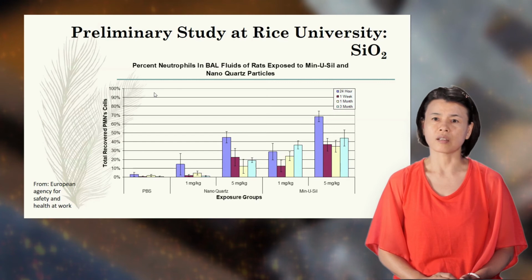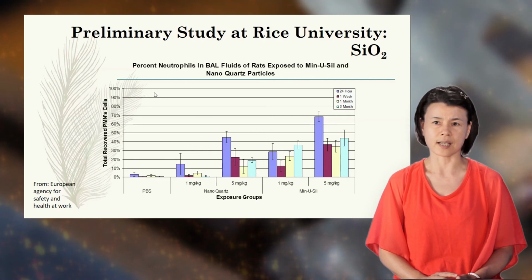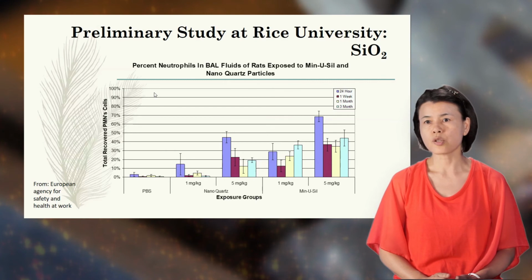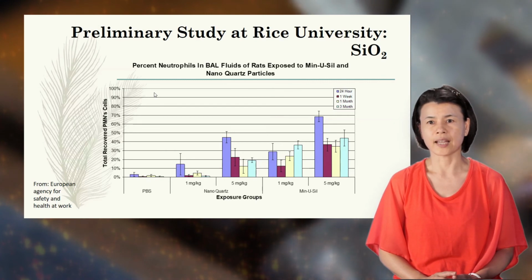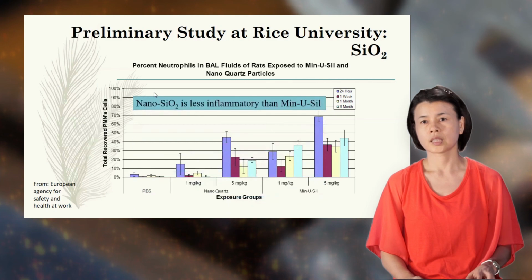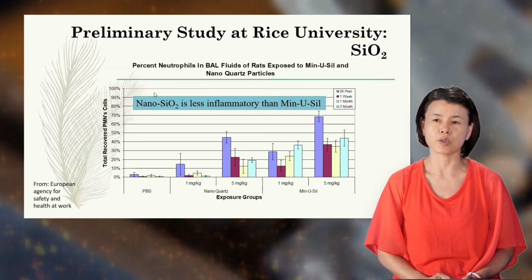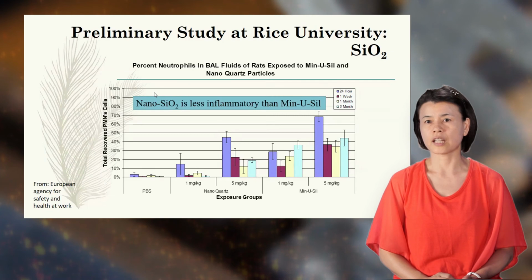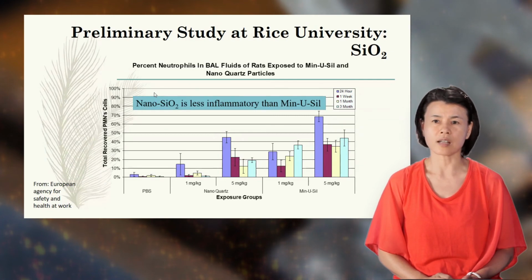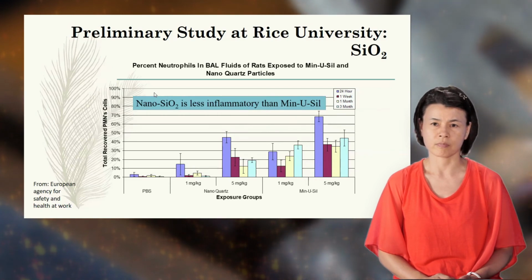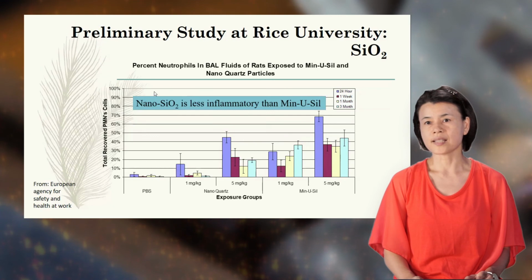Moreover, mu-UCl, a natural nanomaterial, is more toxic than nanoquartz, an artificial nanomaterial of silicon dioxide. So, the natural one is more inflammatory than the artificial one. This study showed that nanosilicon dioxide is less inflammatory than mu-UCl, and the artificial nanomaterial is less toxic to our immune system than the natural nanomaterial is. So, there is a bright side to this.